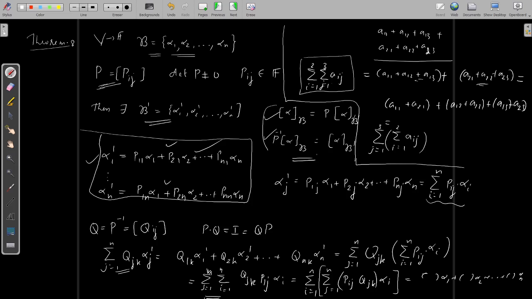And in the next class we will see some illustrative examples of these two theorems.